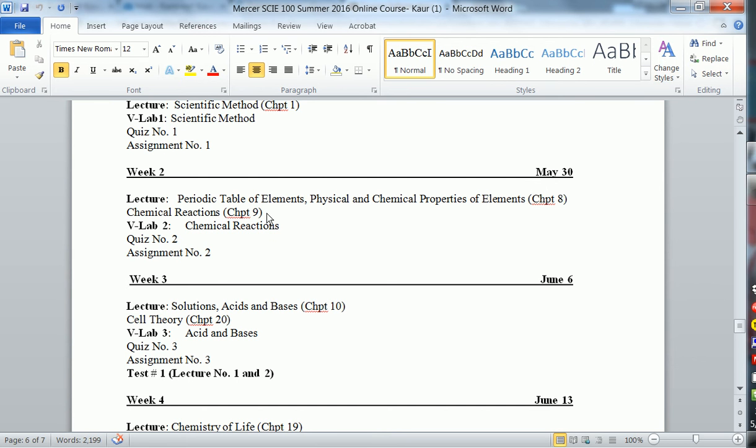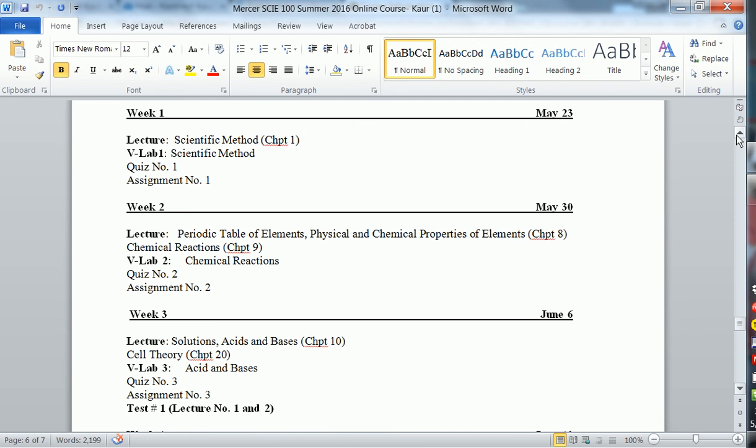What are chemical reactions? Also in your syllabus I have given you chapter number 1 in the book, so you have the information on which chapter is there in your book. So this is what we are going to talk about in week number 2. And the virtual lab number 2 is also about chemical reactions. You're going to do the lab, you are going to answer the questions on the worksheet, and then you will be submitting it in the Dropbox.